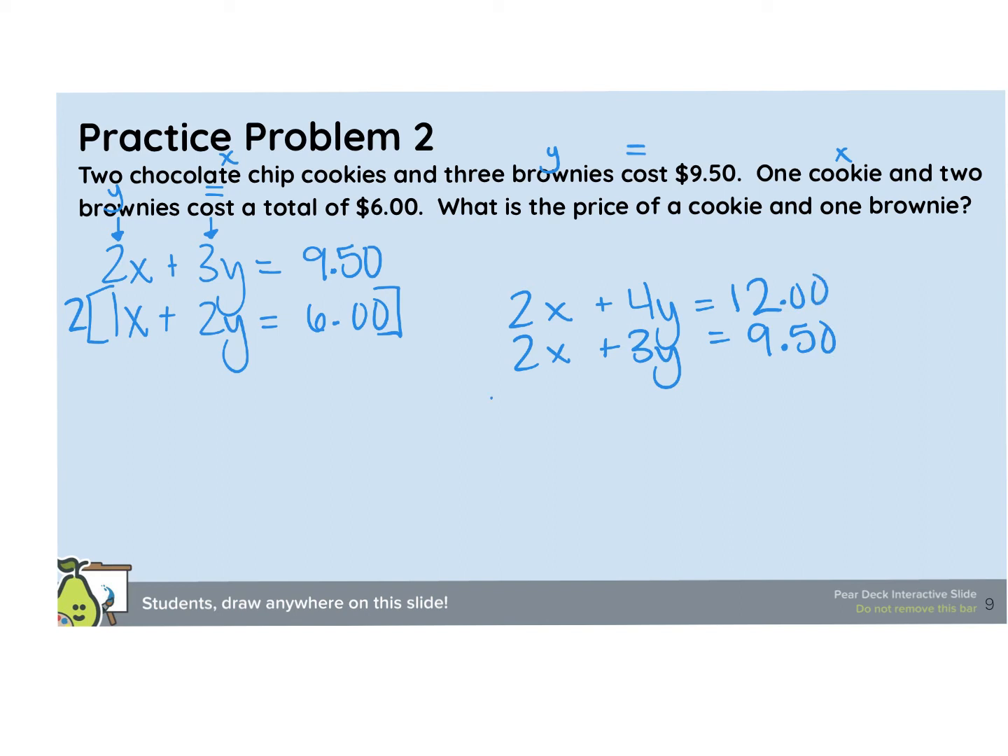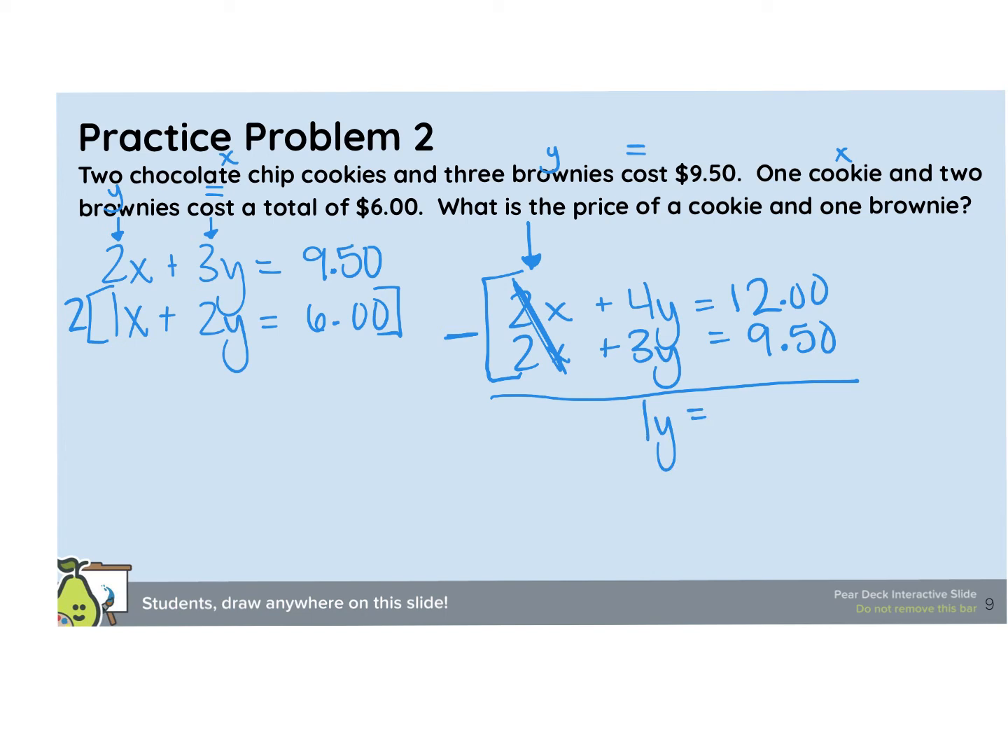I'm also lining up my decimals to make it easy for me to subtract, right? I knew I was subtracting because these 2's are both positive. So to get rid of my x's, I have to subtract them. So 2 minus 2 is 0. They are eliminated. 4 minus 3 is 1.